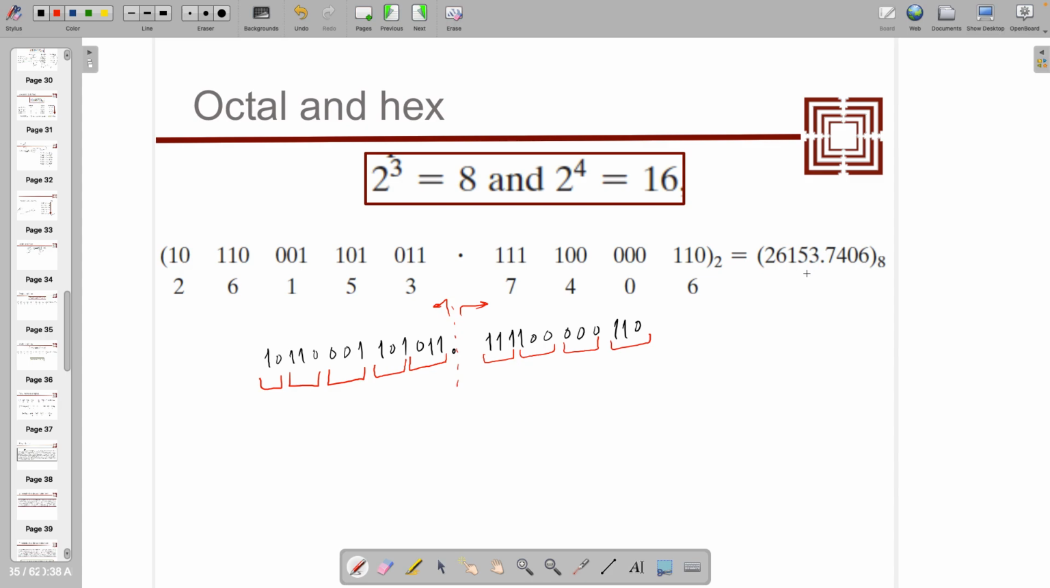When you write down its equivalent number, it's very simple. It's 26153.7406 in octal. In the same way, if you are interested in, let's say, hex, you make groups of 4 bits.